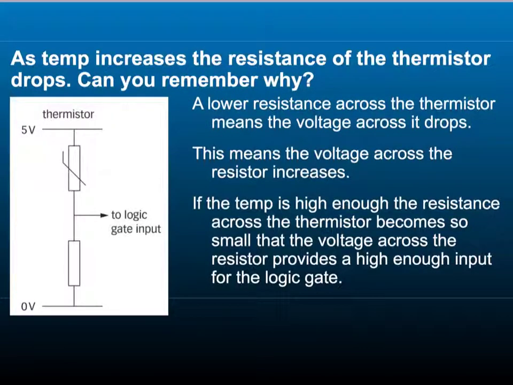By using a thermistor with a fixed resistor, you can generate an input for a logic gate that depends on temperature. As the temperature increases, the resistance of the thermistor drops, so the voltage across the thermistor decreases, and the voltage across the resistor increases. When the temperature goes above a certain level, the thermistor resistance becomes so small that the voltage across the resistor provides a high enough input for a logic gate.